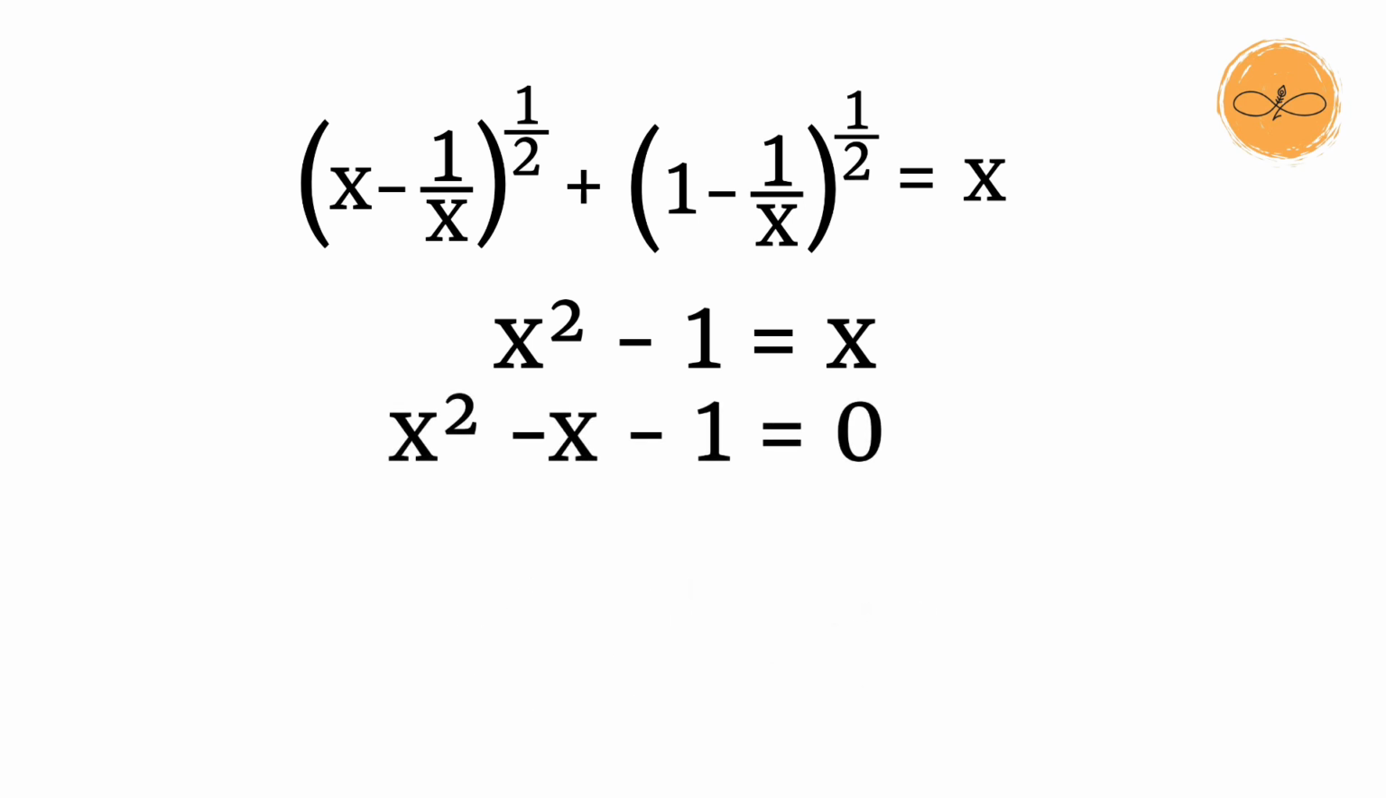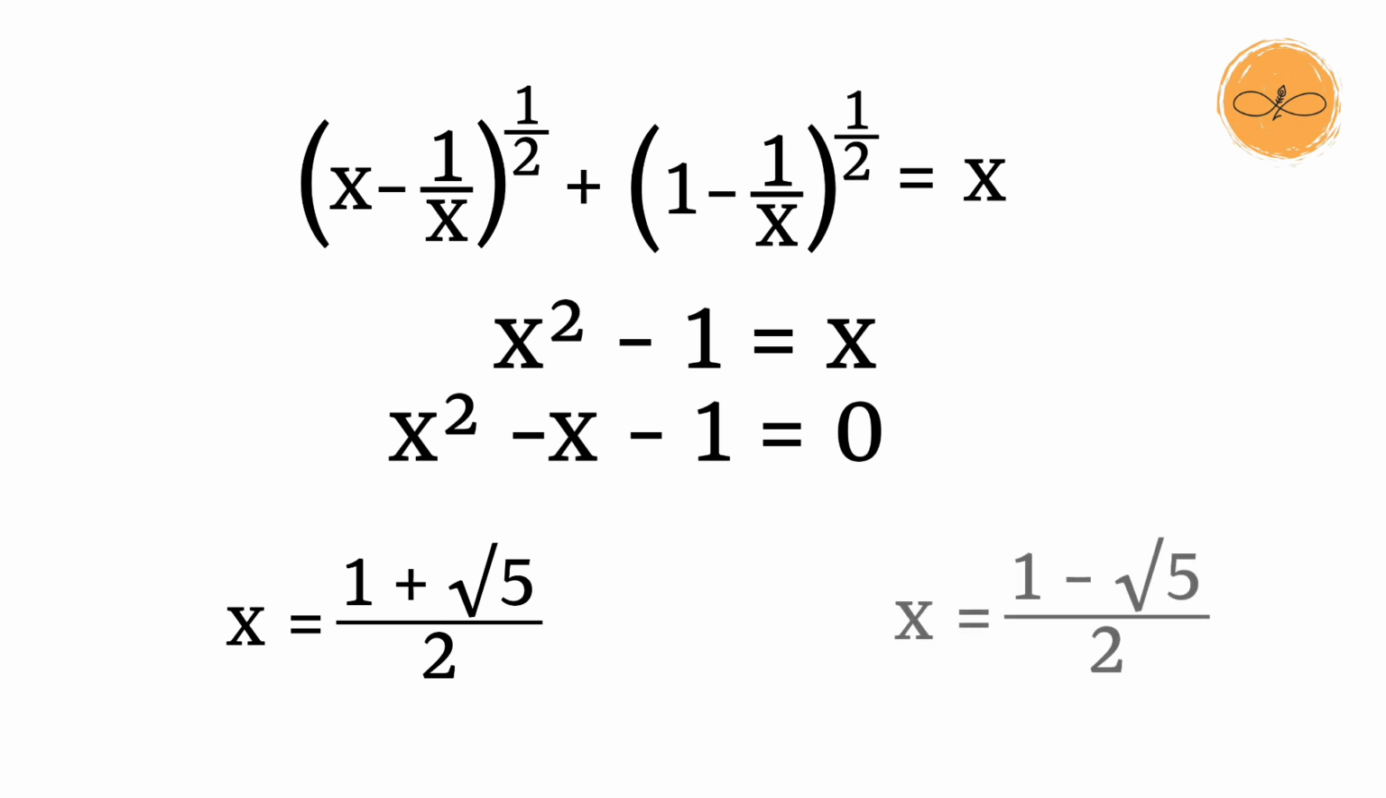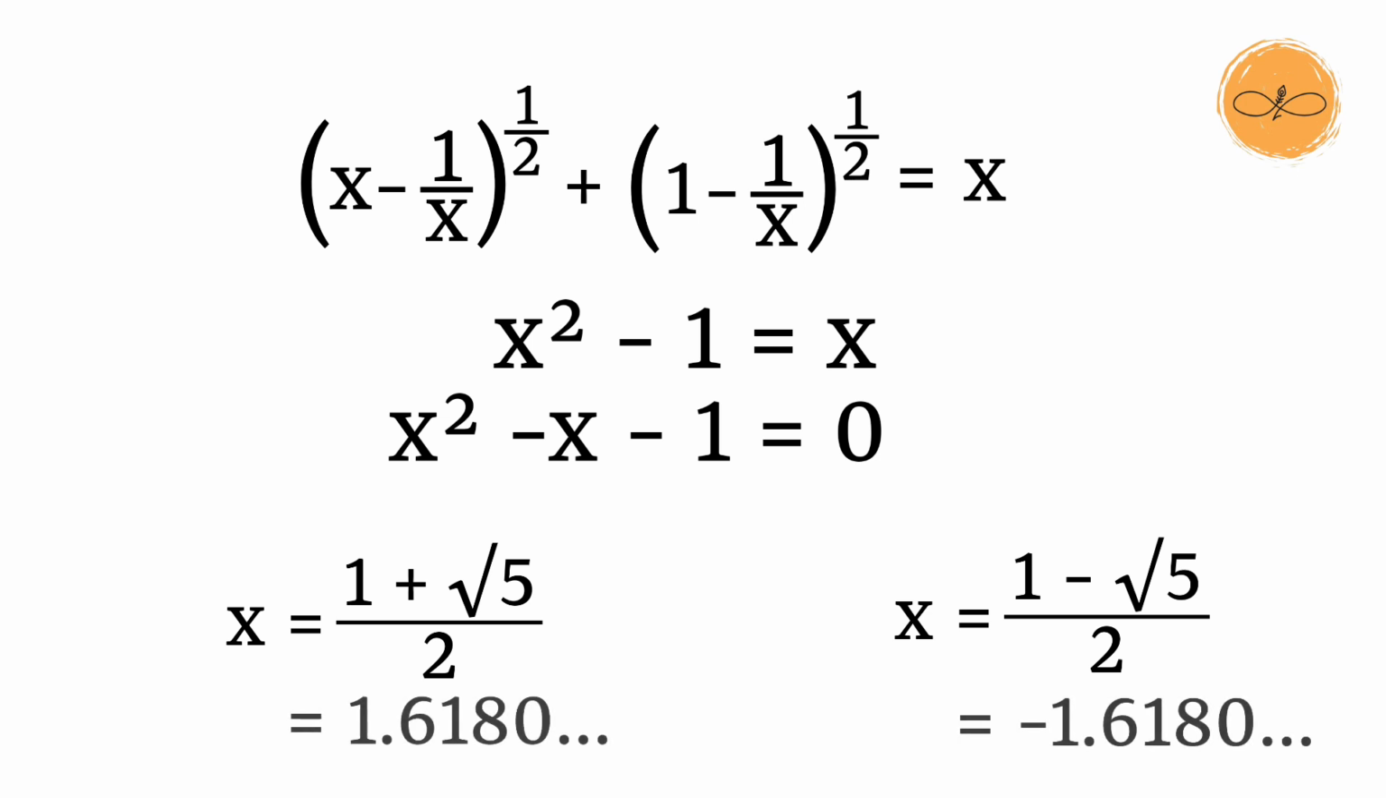This is a standard equation that we can solve using Brahmagupta's quadratic formula. We get 2 roots. One is the golden ratio, (1 + √5)/2, and the other is the negative reciprocal of the golden ratio, (1 - √5)/2. When we solve this we get the golden ratio is equal to 1.6180.